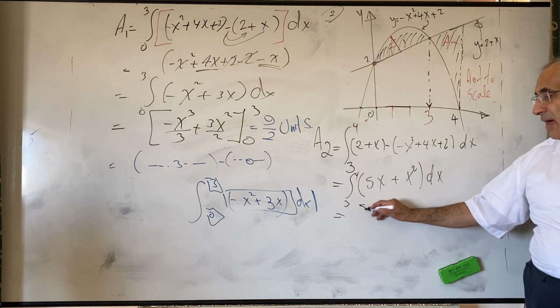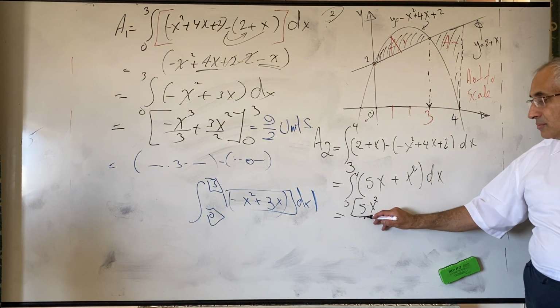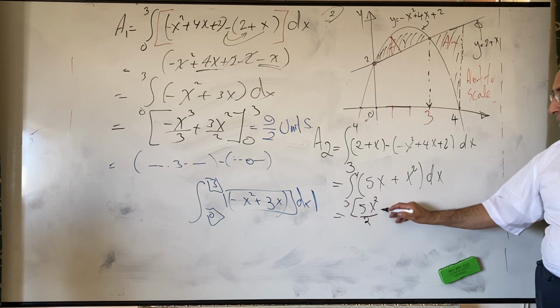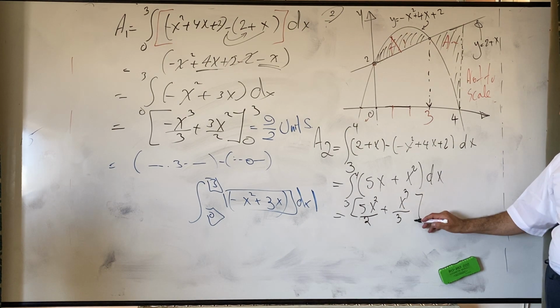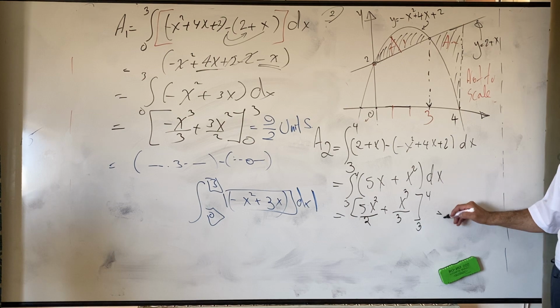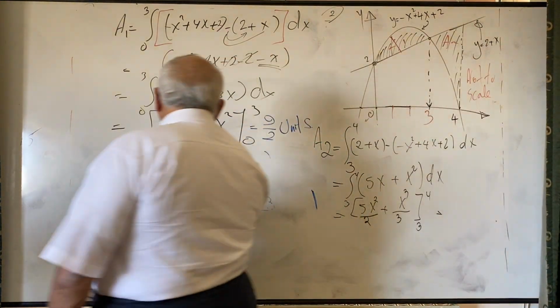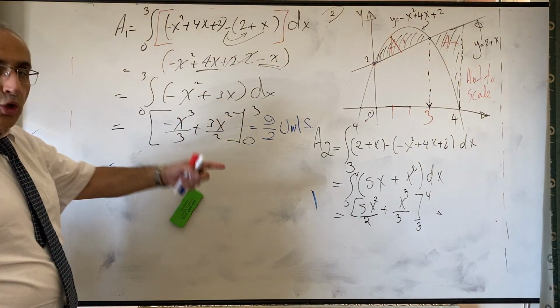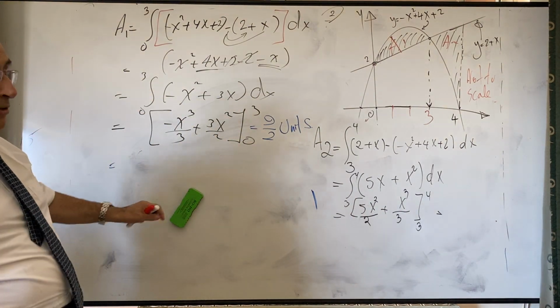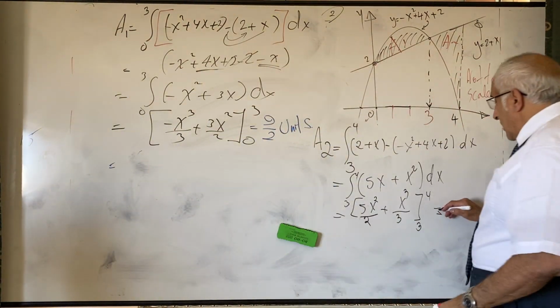Sure. 5x squared over 2 plus x cubed over 3 from 3 to 4. And don't you dare say, wow, it's the same as here. Look, don't say that. It's very close but opposite. I know there is some relation, but don't think about that. Just do it slowly. Find your answer.